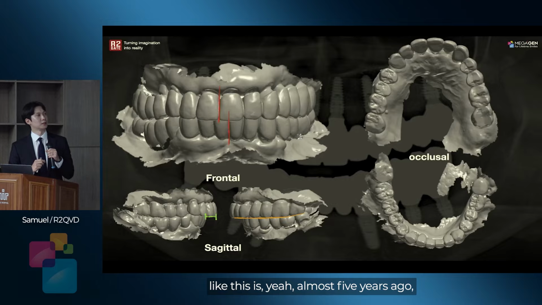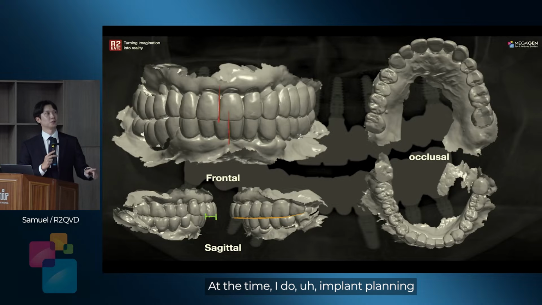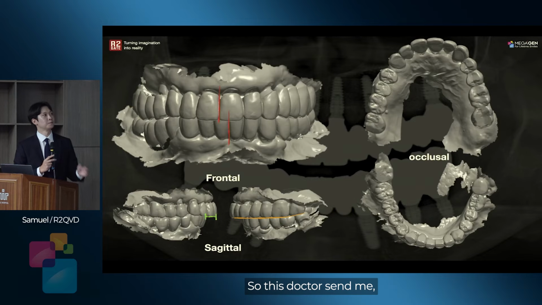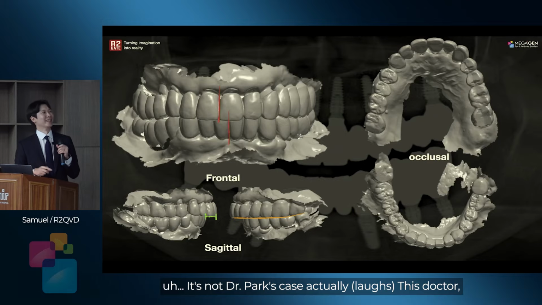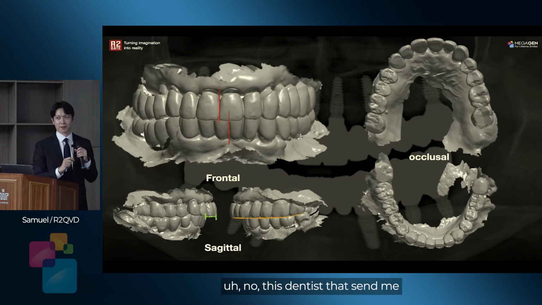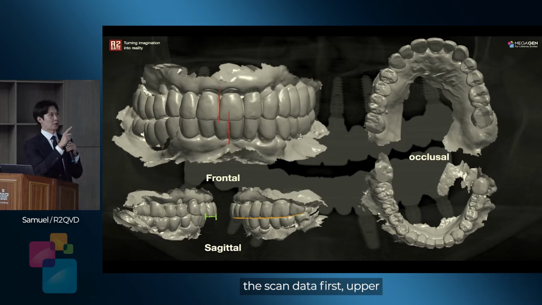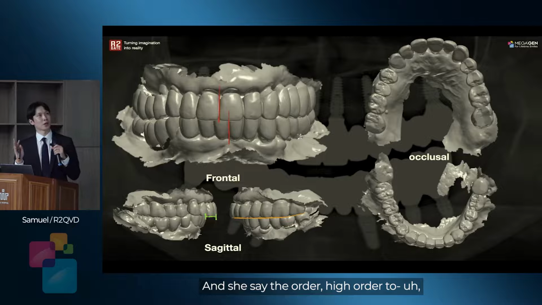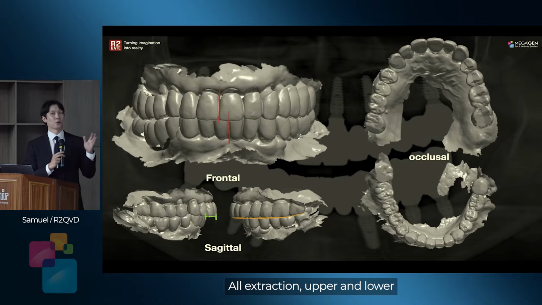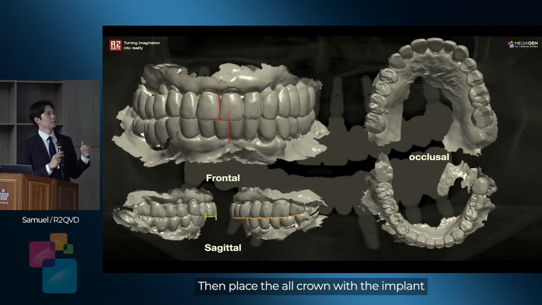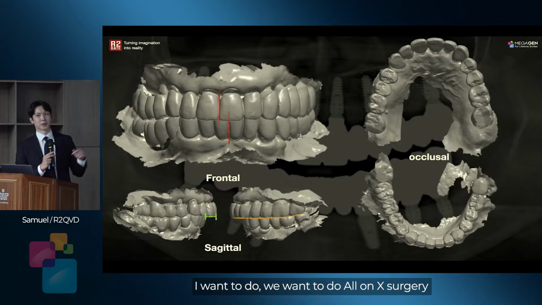For example, this is a case I did almost 5 years ago, at the time I was doing implant planning. A doctor sent me this case, it's not Dr. Park's case actually. The dental staff sent me the scan data first, upper, lower and occlusal. And she said, my dentist ordered to do this: all extraction upper and lower, then place the whole crown with the implant. We want to do all-on-X surgery.